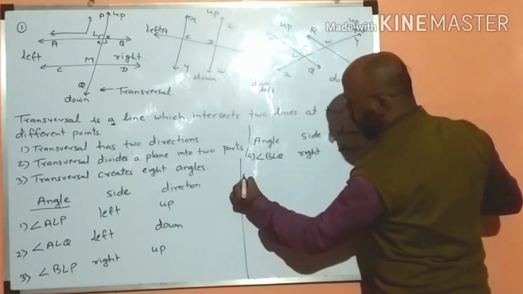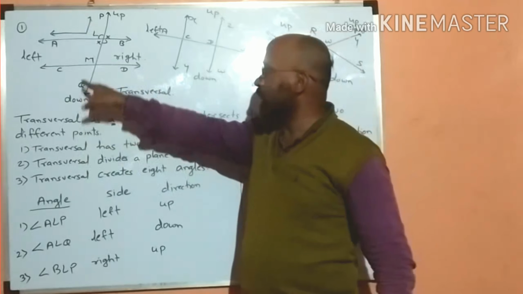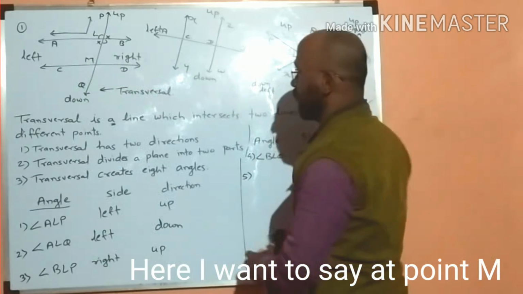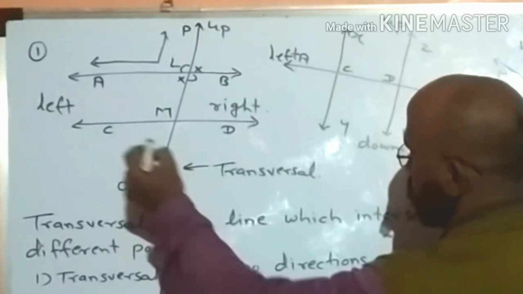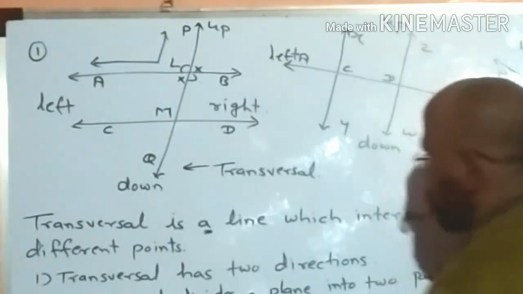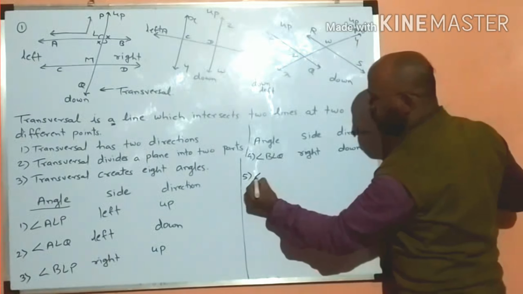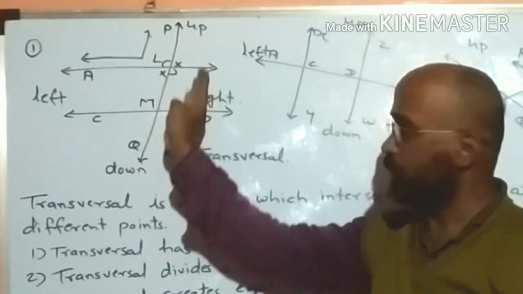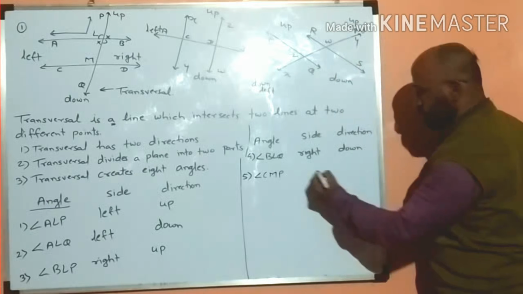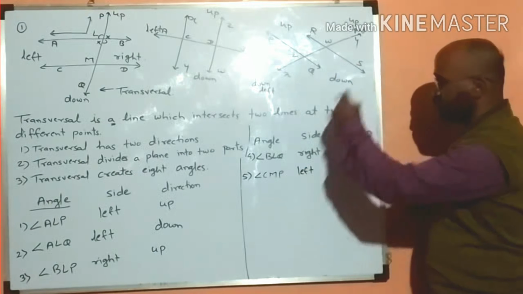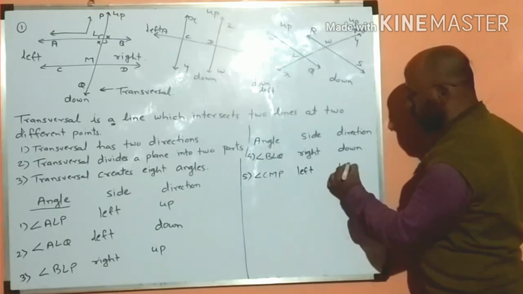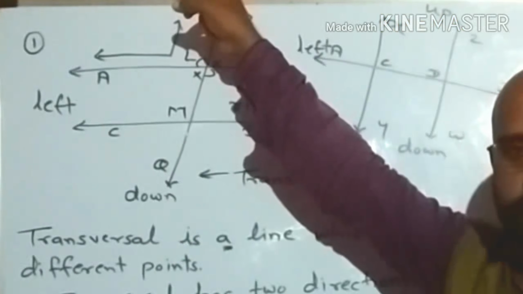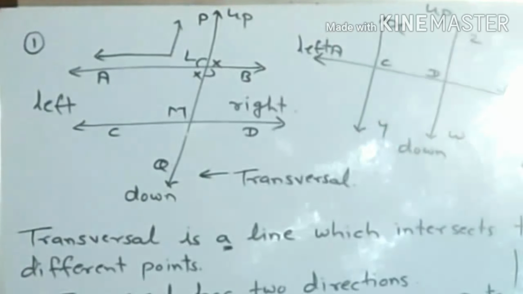Okay, guys, let us see fifth. So remaining four angles will be at point P. So first angle is, suppose, angle CMP, right? On which side of transversal it is? CMP is on left side of transversal and its direction on transversal is up. CM and MP. Among this, MP is part of transversal and it's going up on the transversal.